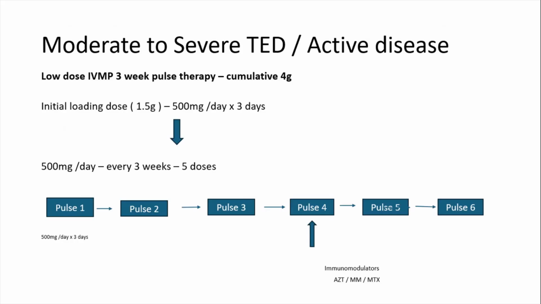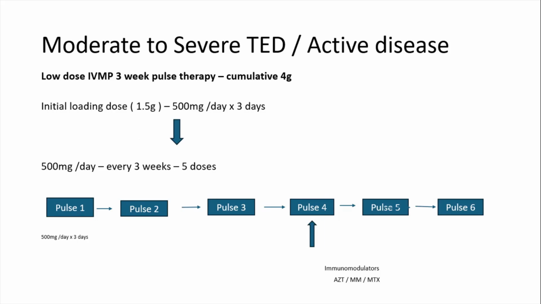Here the initial loading dose is 500 milligram per day for 3 days as the first pulse, followed by 500 milligram per day every 3 weeks, 3 weekly doses for the next 5 doses. This is the low dose IV methylprednisolone. The cumulative dose could accumulate to 4 grams. In this dosage regimen, by the 3rd or 4th pulse, we assess, as I said, the earlier outcome measures, whether they are responding to the treatment or not.